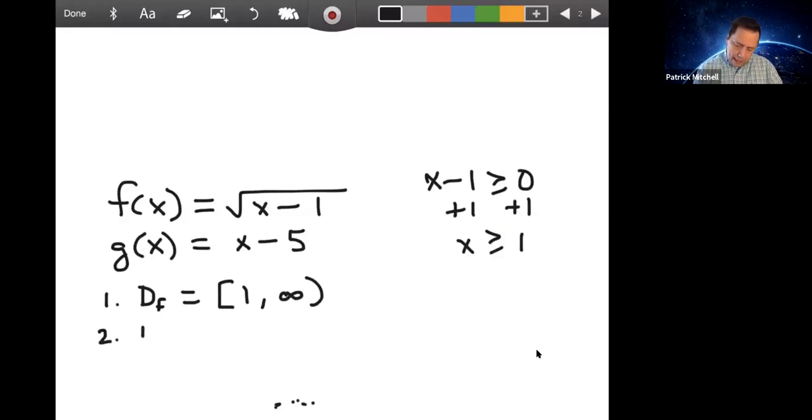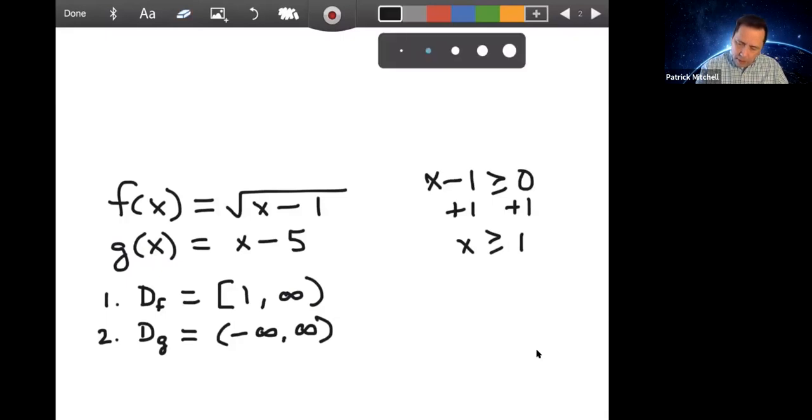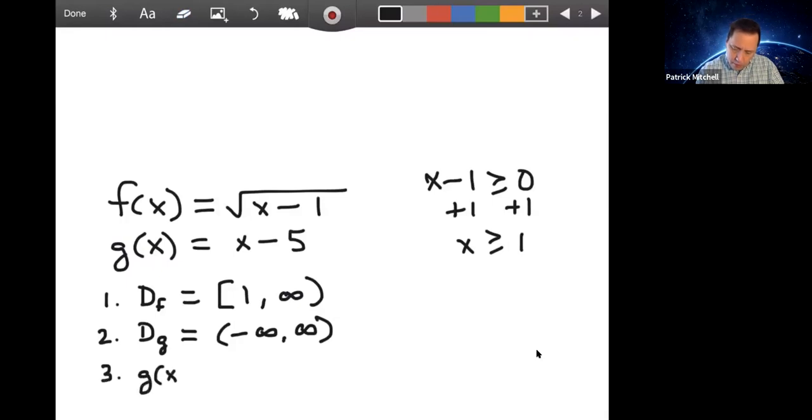Now the domain of g, I believe the g in this problem is the same as the f in the last problem, right? In the last problem, f of x was x minus 5. The domain of that function was all real numbers. So this requirement is not going to kick out any numbers, okay? But with the quotient function, f over g, there is one more requirement, and that is that g of x cannot equal 0.